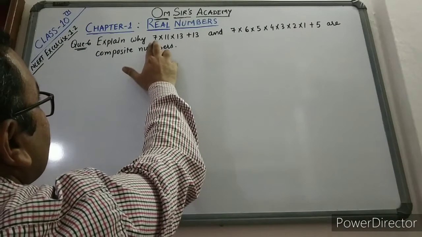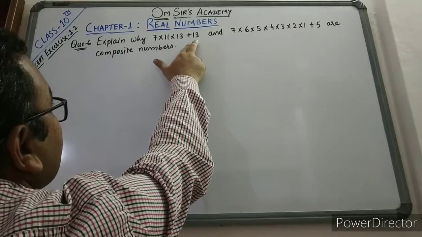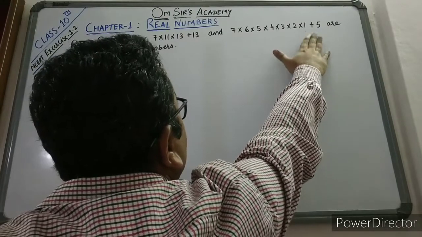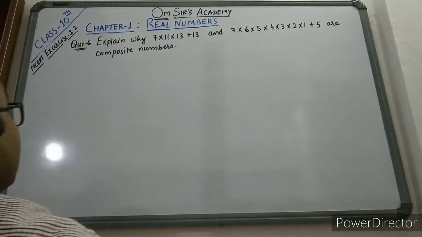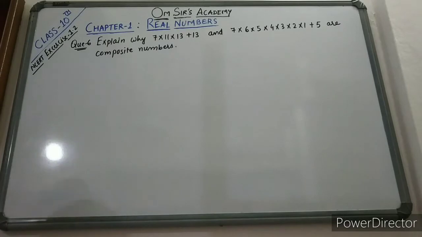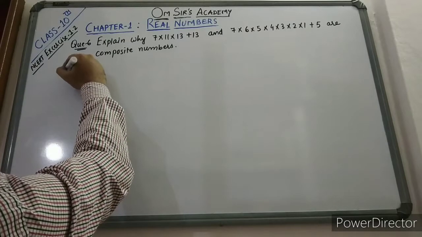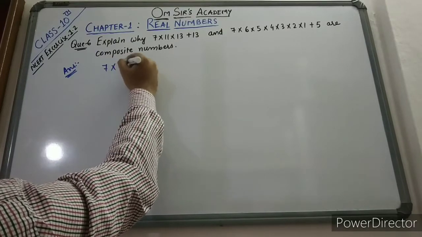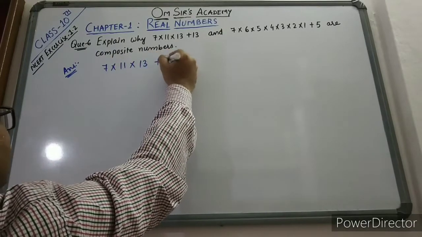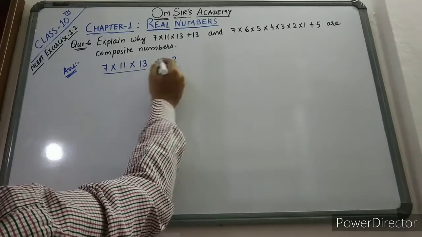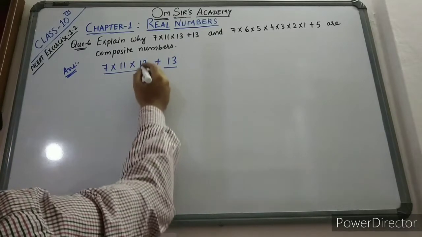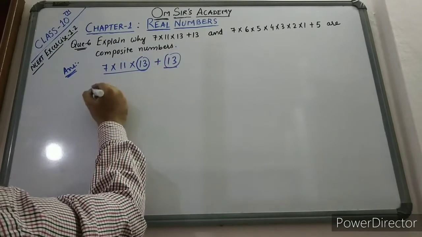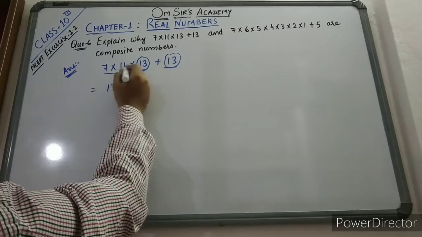Explain why 7 into 11 into 13 plus 13 and 7 into 6 into 5 into 4 into 3 into 2 into 1 plus 5 are composite numbers. Okay? So we have to explain why these two are called composite numbers. Let us start with the first, 7 into 11 into 13 plus 13. This is my one term and this is my other term. In both terms there is a common 13. So if I take out 13 as common, what will be left inside?